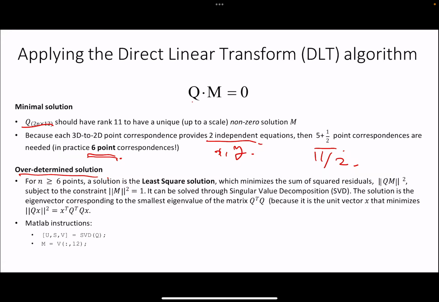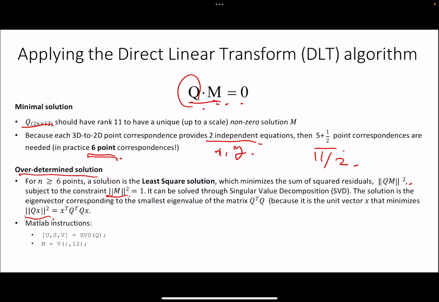Our goal is, we know matrix Q, and the goal is getting matrix M. And we want some matrix M which can make the dot product between Q and M equal to 0. So we'd like to minimize the magnitude of QM using a least squares solution, subject to the constraint that the norm of M equals 1. It can be solved through singular value decomposition. The solution is the eigenvector corresponding to the smallest eigenvalue of the matrix Q transpose Q, because it's the unit vector X that minimizes this norm of QX.